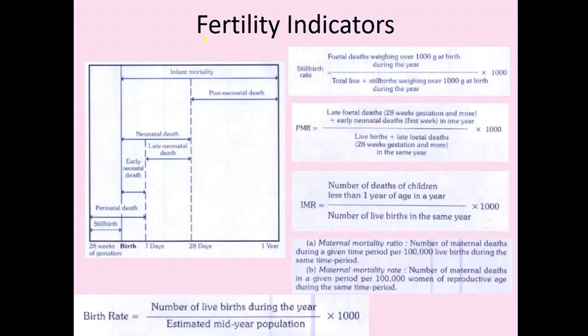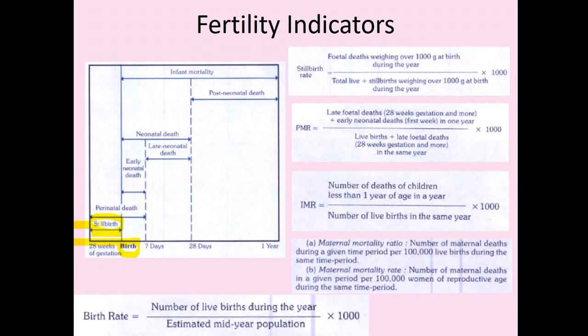Fertility indicators. So before going to the fertility indicators, we should be thorough with these time points. So this is the birth of the child, live birth. This will be called a live birth. So before this, any death which happens between 28 weeks and the normal term is called a stillbirth. That will be called the stillbirth rate.